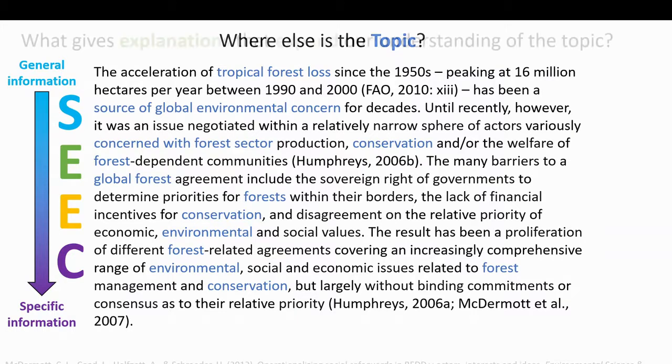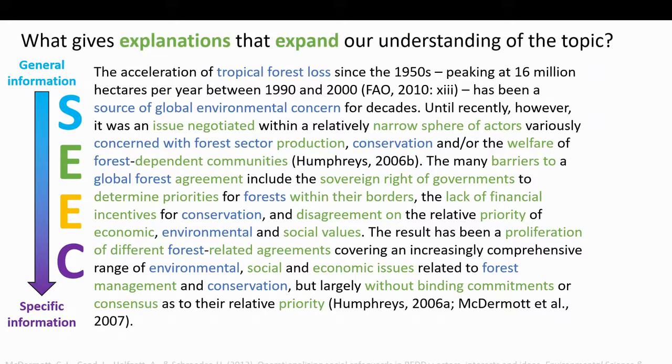Next, let's look for some examples that help to expand our understanding of the topic. This is where we start to see new and more specific information being presented, things like an issue negotiated by a narrow sphere of actors, the welfare of forest-dependent communities, barriers to agreements, including sovereign rights of governments to determine priorities within their borders, or the proliferation of different related agreements across a range of environmental, social, and economic issues. You see that we are given much more specific information as explanations and examples that expand our understanding.